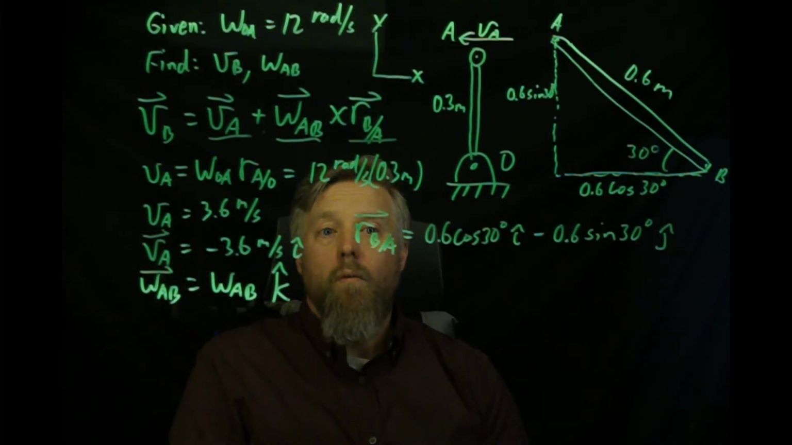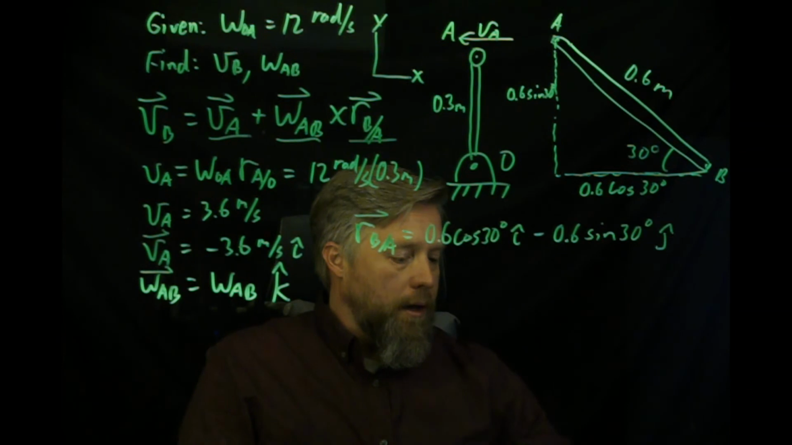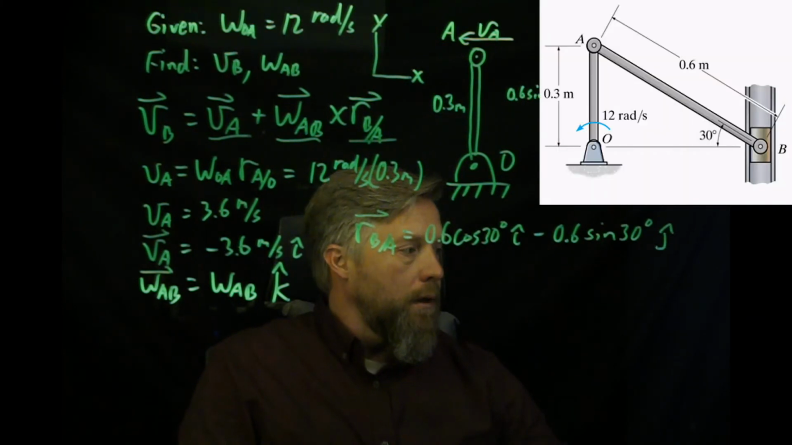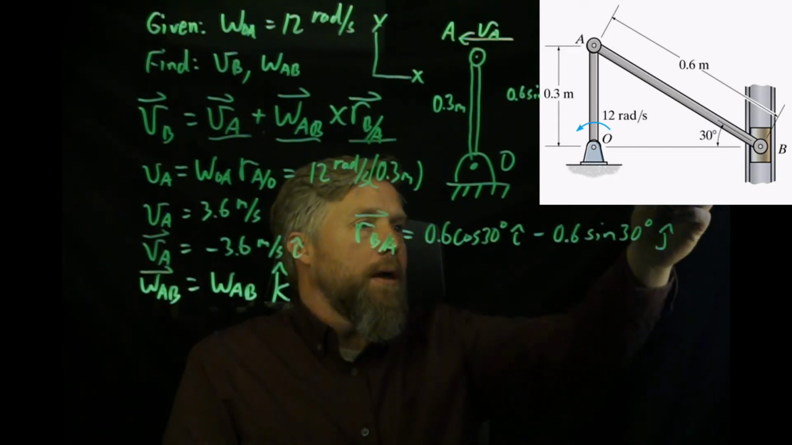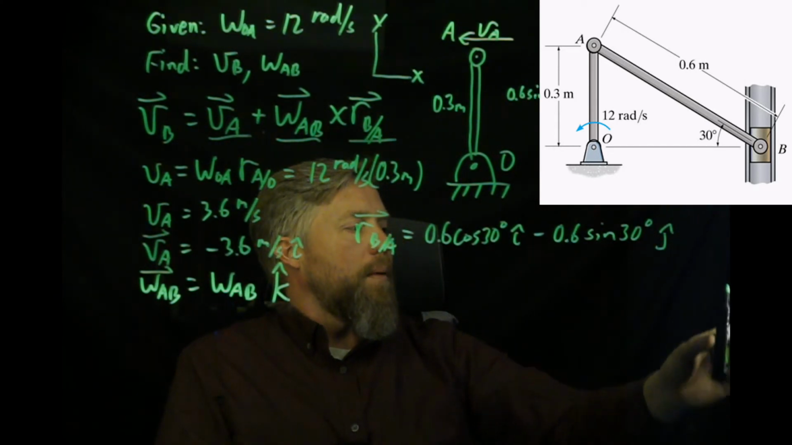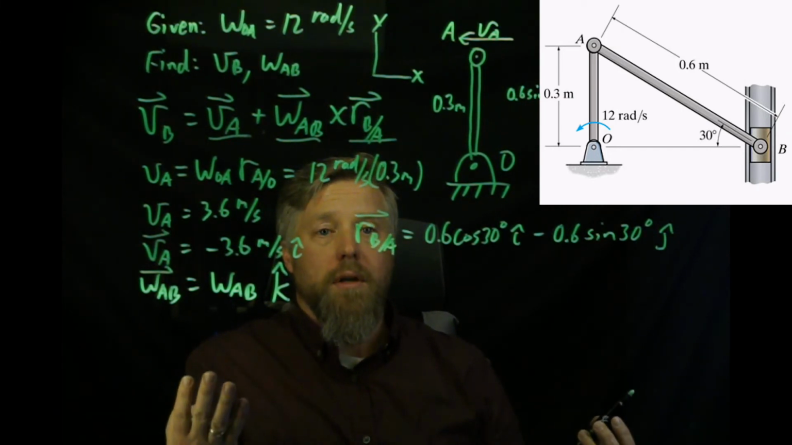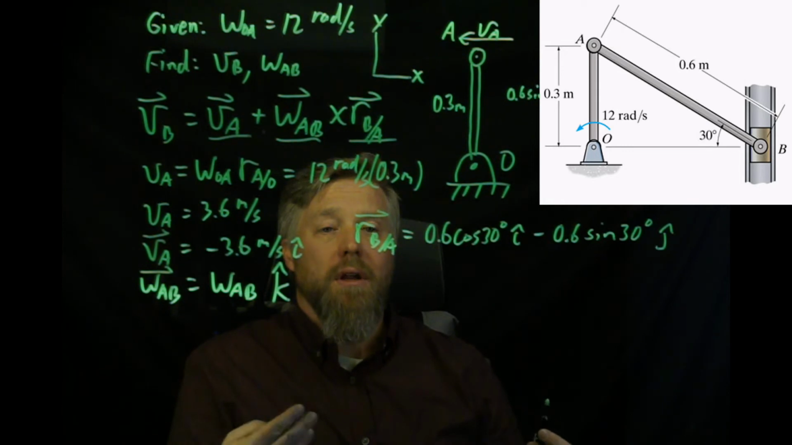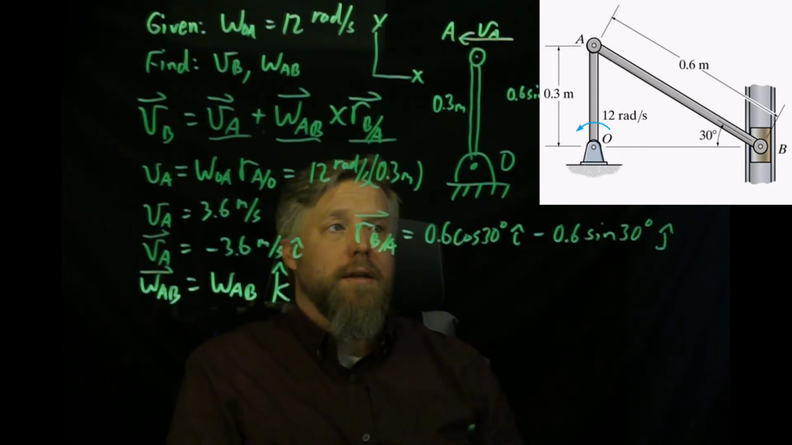I do know one more thing. What do I know about VB? Well, if I bring the picture back up, you can see that VB is constrained. It is a piston traveling in that slot, and it can only go up and down. So what do we know about it? We know there's no i component. It has to be in the j direction. We know there's no k component. This is planar motion. So let's write that down too.